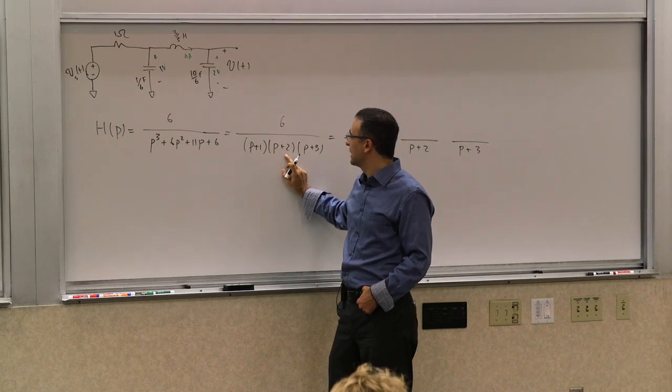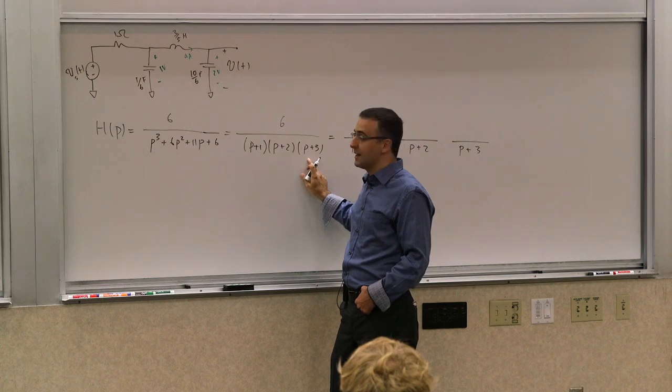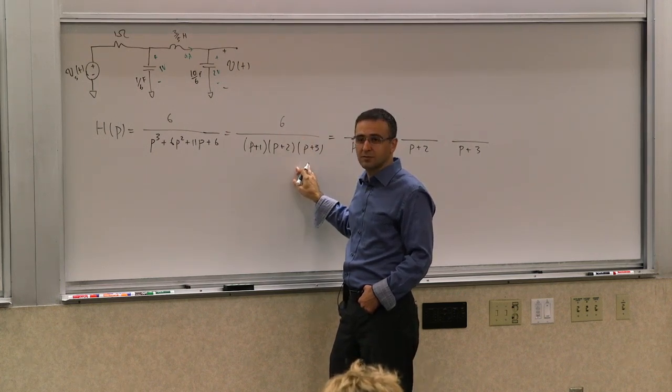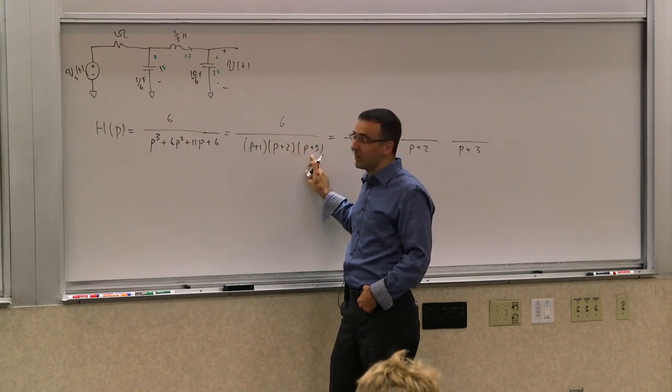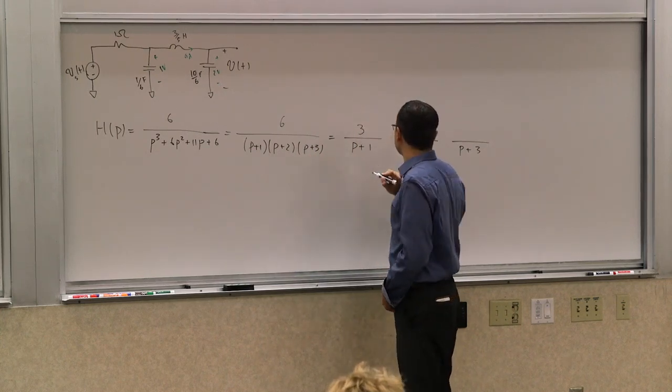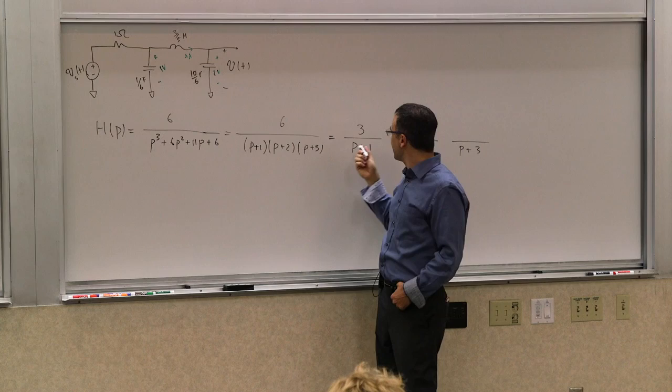What do we get? We get negative 1 here. We get 1. And then 2. So it's 2. So what's the total number? What's the overall? So it's 6 divided by 1 times 2. 3. Yes.